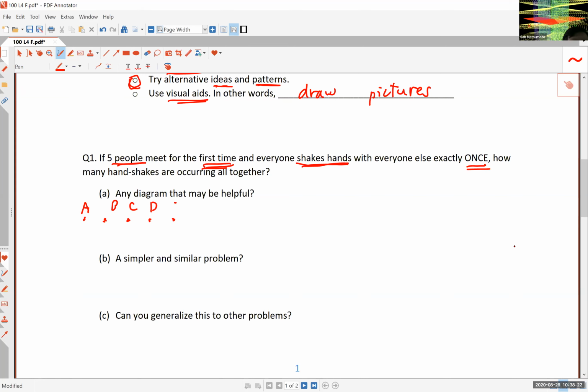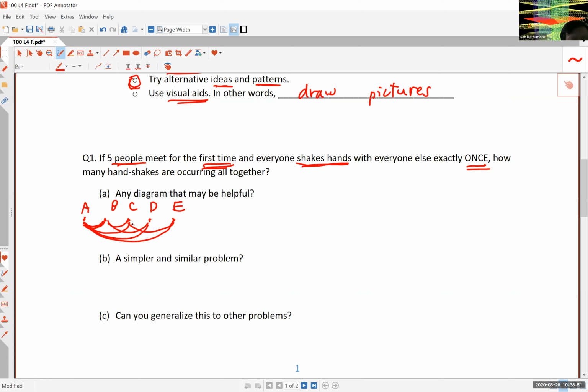Well, A has to shake hands with B. So maybe you can draw a picture like this. And A has to shake hands with C and D and E. Does it help? Not sure. How about B, C? Yeah, I guess maybe this will help. B shook hands with A already, so that's already counted. B also shakes hands with C, D, and E.